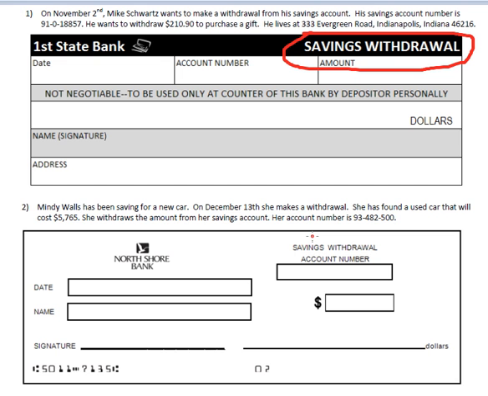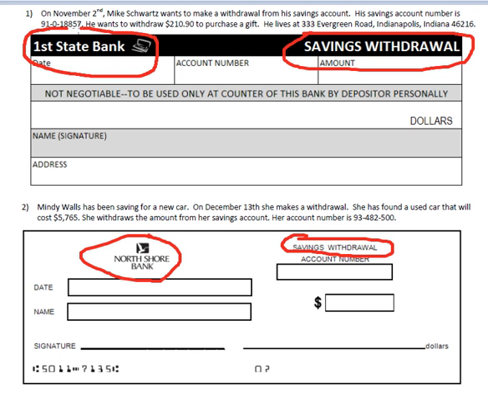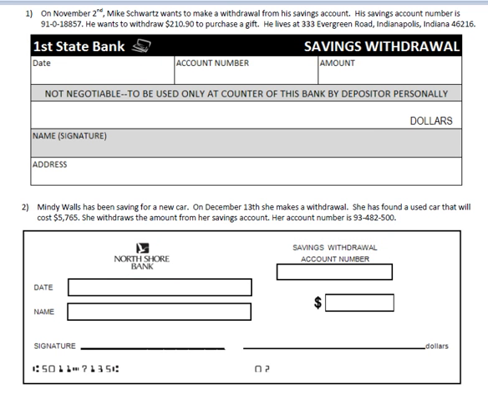And what we have here in front of you are two different looking savings withdrawal slips from two different banks. You see, not all savings withdrawal slips look the same. Some of them look very, very different. So we're going to learn how to fill both of these different ones out, and you're going to find that they're very similar to one another. So with that being said, let's go ahead and read number one.